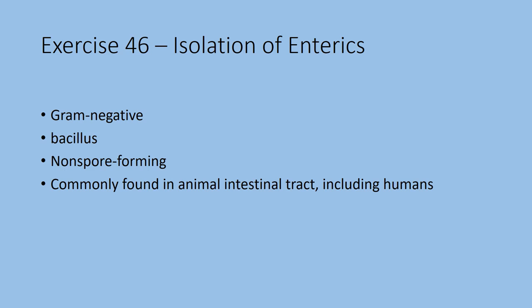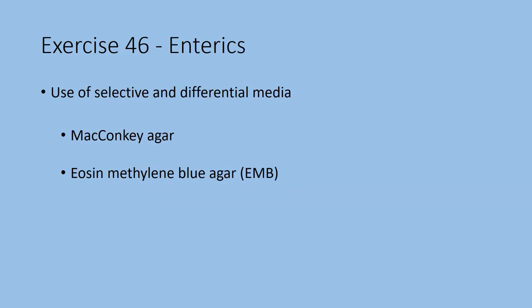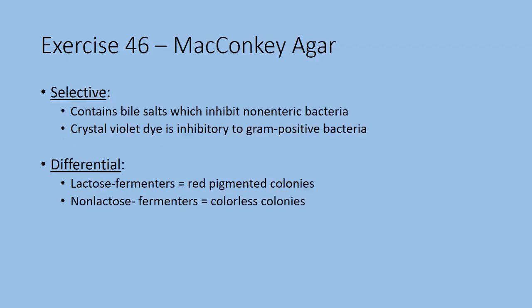It's gram-negative. They're bacillus. They're non-spore forming. They are commonly found in the intestinal tracts of animals, including those of humans. And so we can use different selective and differential media to try to isolate them and try to identify them. Two of the most popular media that we'll use are MacConkey's agar, and also the eosin methylene blue agar, which is referred to as EMB.